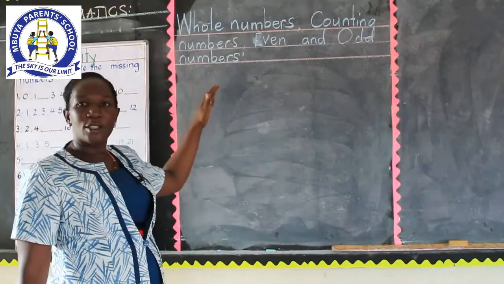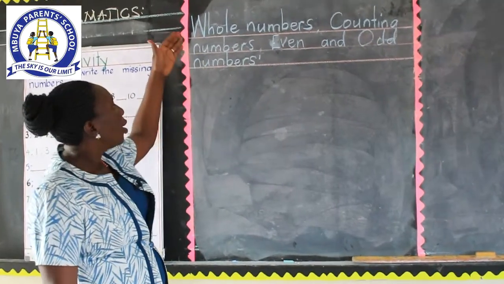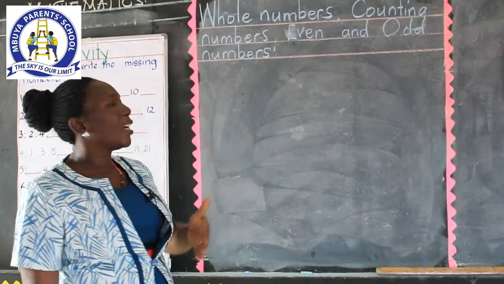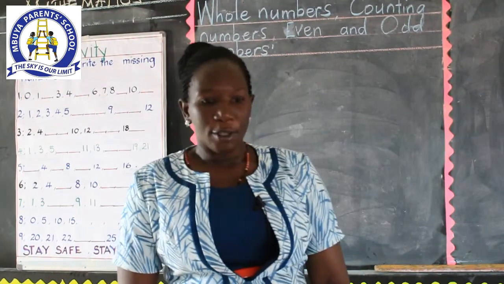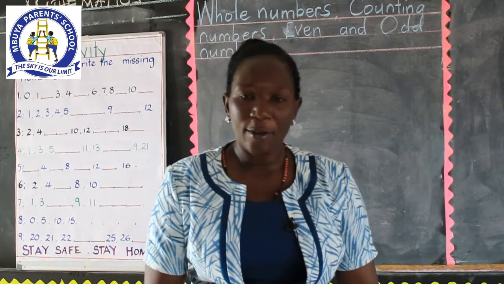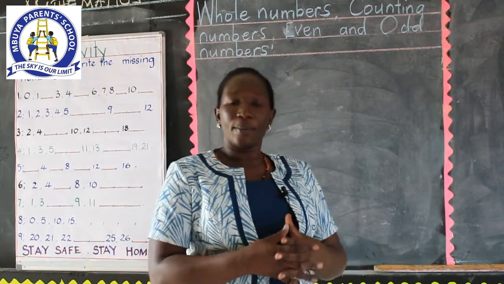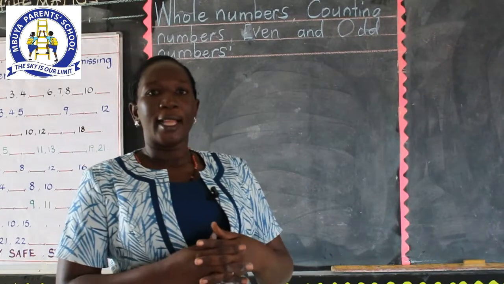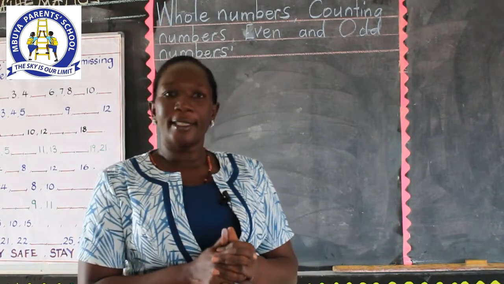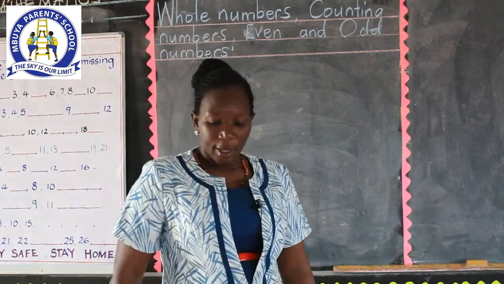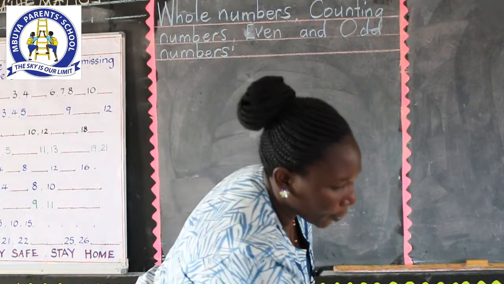In our second lesson, we are going to look at whole numbers, counting numbers, even and odd numbers. So we are going to see by the end of this lesson, you must be able to complete patterns that are odd, even, whole, and counting. So our first example.